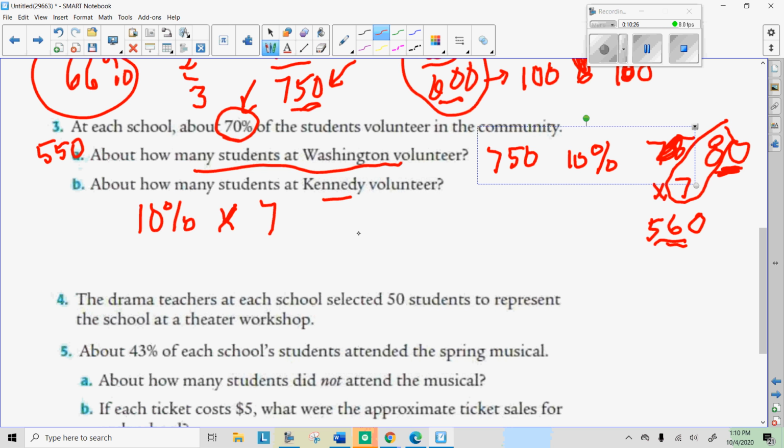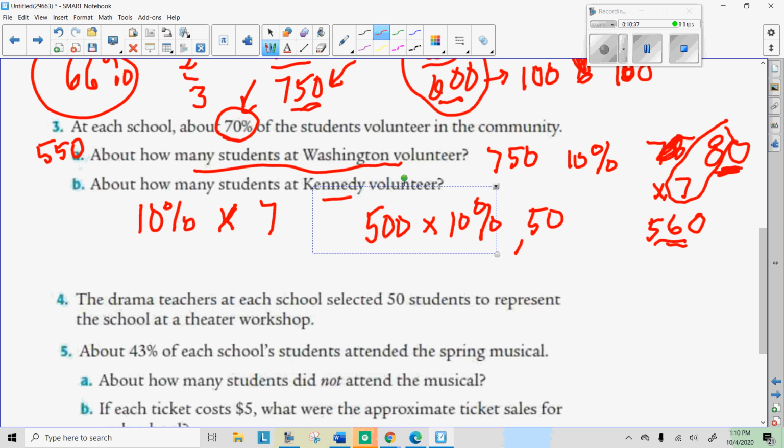Now Kennedy has 500 students, right? 10% of that is 50. 70% of that would be that times 7, which is 350. That one was pretty nice to do that way.